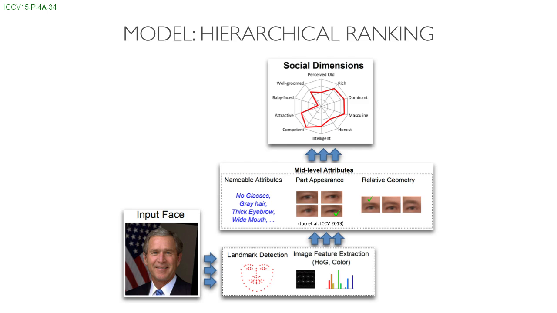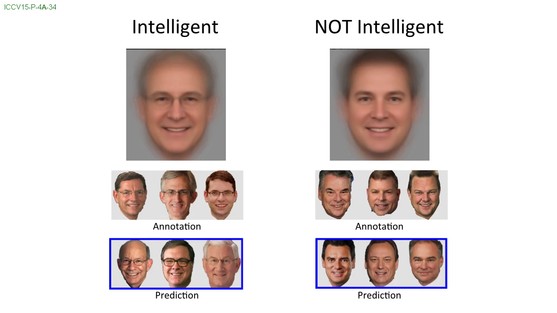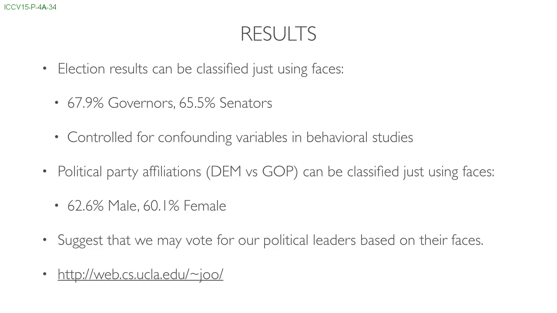We propose a hierarchical model incorporating a lot of image features as well as mid-level facial attributes. On top of that, we have a layer of ranking functions which train high-level social dimensions of a face. In our new dataset, we have 14 distinct social dimensions annotated on the pairs of images, such as intelligence and attractiveness. Our results indicate both the election outcomes and party affiliation can be classified just using faces. Details can be found in the paper.